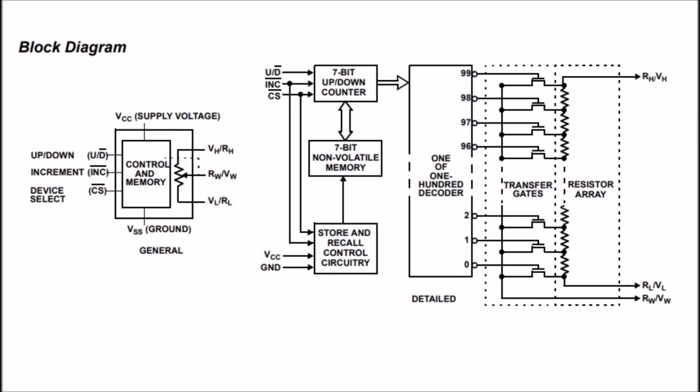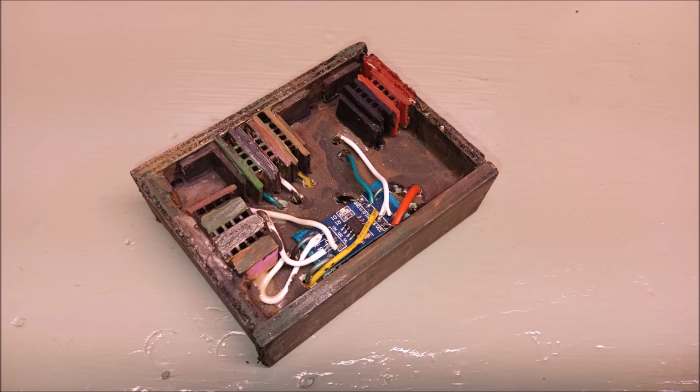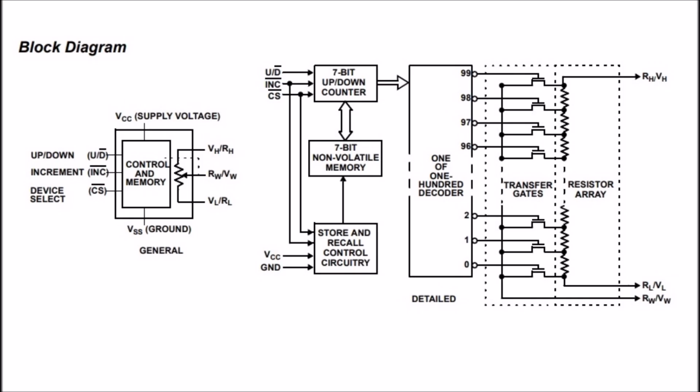Here's a simple explanation of just the UD, INC, and VW pins on the X9C103 digital potentiometer based on the data sheet. Pin functions. UD, up-down pin. This input sets the direction you want the wiper to move.